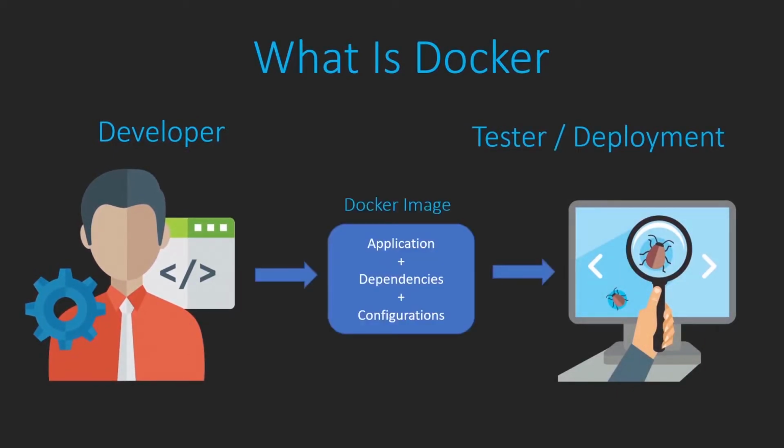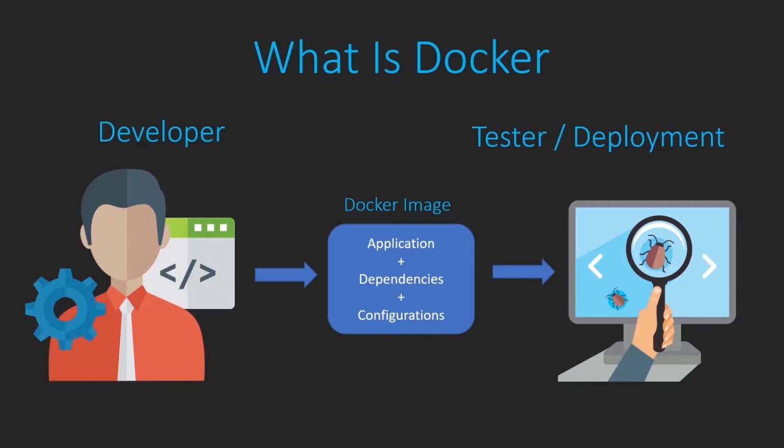So you can see that when the developer completes the changes, the tester and deployment team only get a Docker image which has the application and all the dependencies and configuration inside of it. They just need to get this Docker image and run it. When they run this Docker image, it will start as a Docker container on their machine.